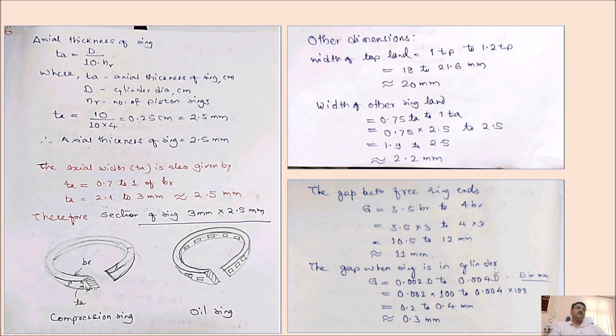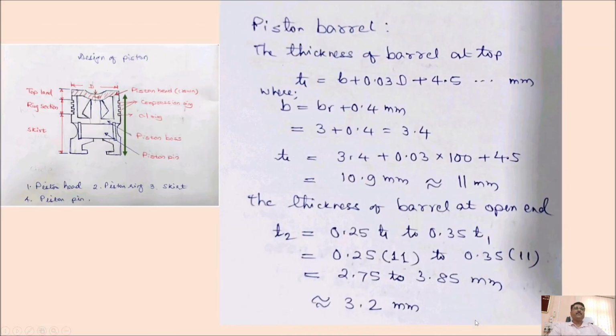Gap when a ring is in the cylinder. Sometimes rings are inserted in the cylinder. At that time the gap is given as G equal to 0.002D to 0.004D, where D is in millimeter. It is 0.002 into 100 to 0.004 into 100, coming 0.2 to 0.4 millimeter. So let's take this as 0.3 millimeter.